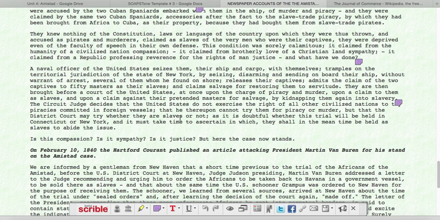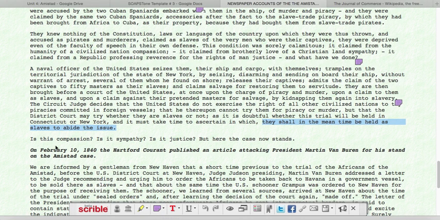Let's continue. The circuit judge decides that the United States do not exercise the right of all other civilized nations to the piracies committed in foreign vessels, that he thereupon cannot try them for piracy or murder, but the district court may try whether they are slaves or not. As it is doubtful whether this trial will be held in Connecticut or New York, and it must take time to ascertain in which, they shall in the meantime be held as slaves to abide the issue. All right, so here he's saying because the courts are not resolving the issue fast enough, the Africans from the Amistad will be held as slaves until that's resolved.